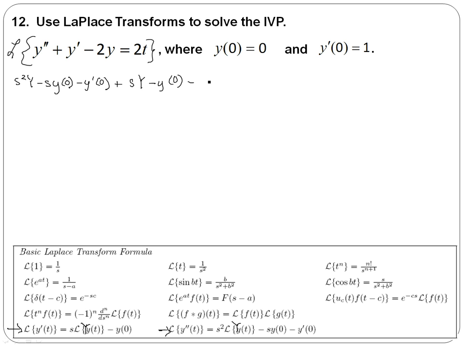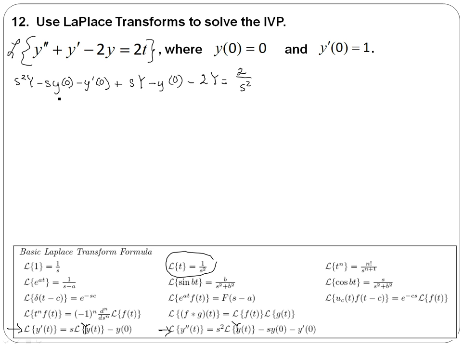And then minus 2 times the Laplace of y, that's going to be minus 2Y, is equal to 2t, is equal to 2 times the Laplace of t, which is 1 over s squared. So I get 2 over s squared.